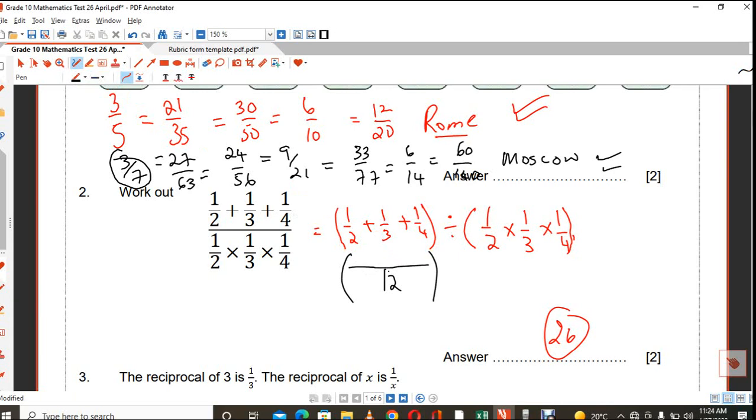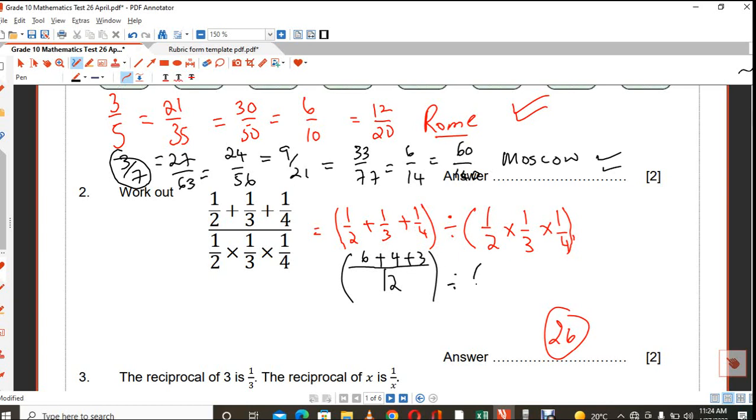How many times does 2 go into 12? 6. So 6/12 is equivalent to 1/2. How many times does 3 go into 12? 4. 4/12 is equivalent to 1/3 if you simplify it. How many times does 4 go into 12? 3. And 3/12 is the same as 1/4.